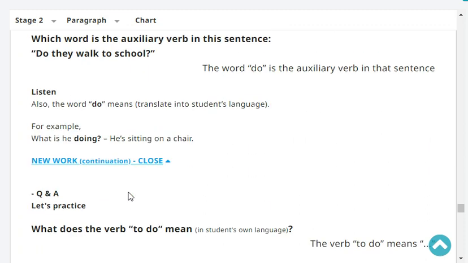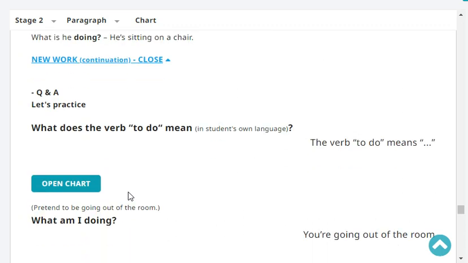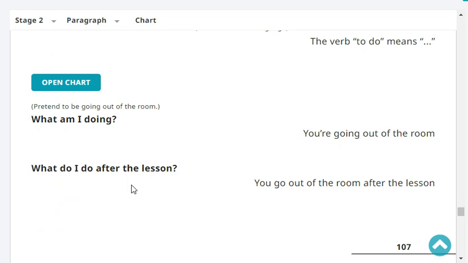Okay, next listen. Also, the word what we can use in questions like what is he doing? He's sitting on a chair. Okay, let's practice. What does the verb to do mean in Japanese? The verb to do means する suru in Japanese. Very good. Okay, next. What do I do after the lesson? You go out of the room after the lesson. Very good.